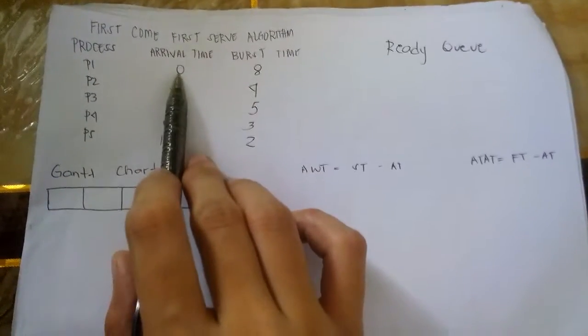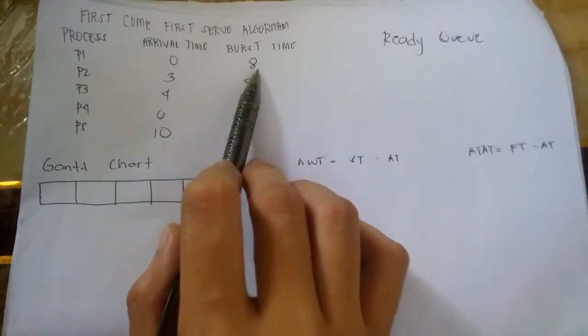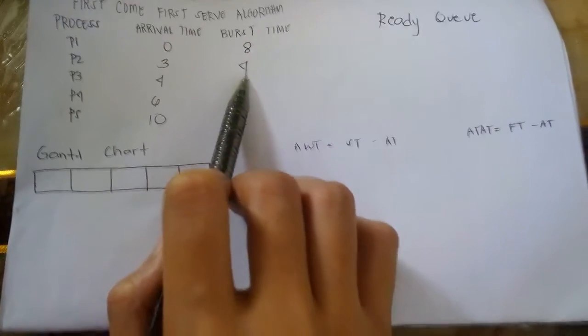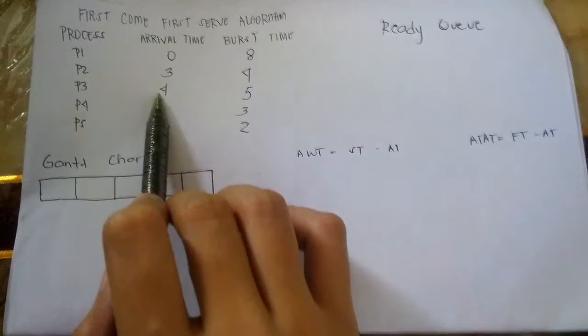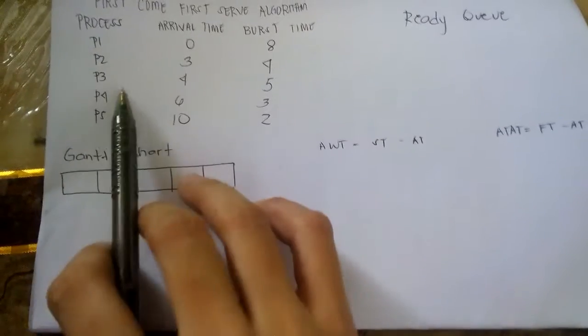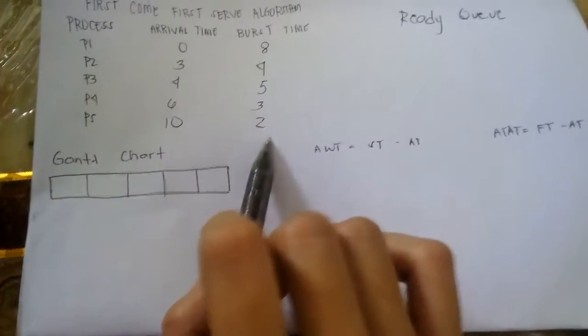P1 has an arrival time of 0 and a burst time of 8. P2 has an arrival time of 3 and a burst time of 4. P3 has an arrival time of 4 and a burst time of 5. P4 has an arrival time of 6 and a burst time of 3. P5 has an arrival time of 10 and a burst time of 2.